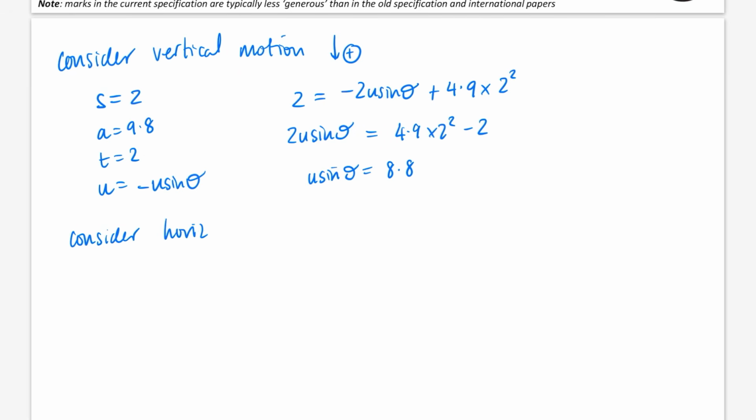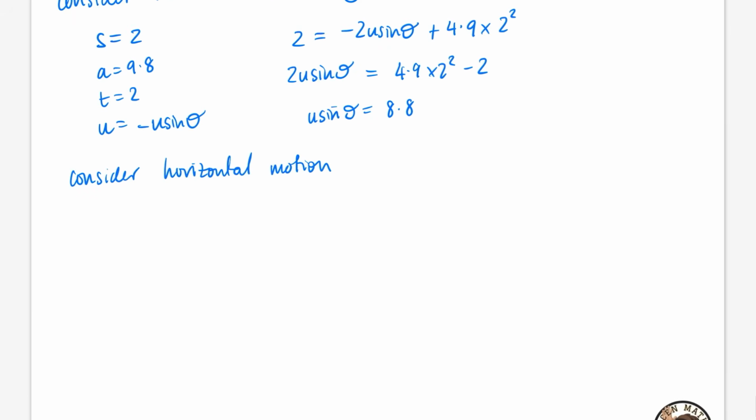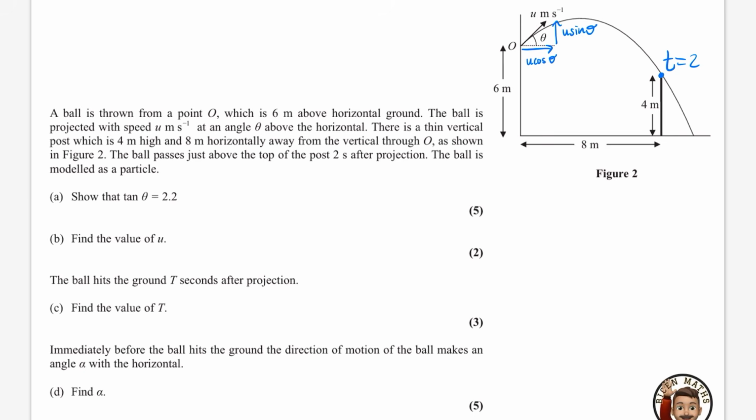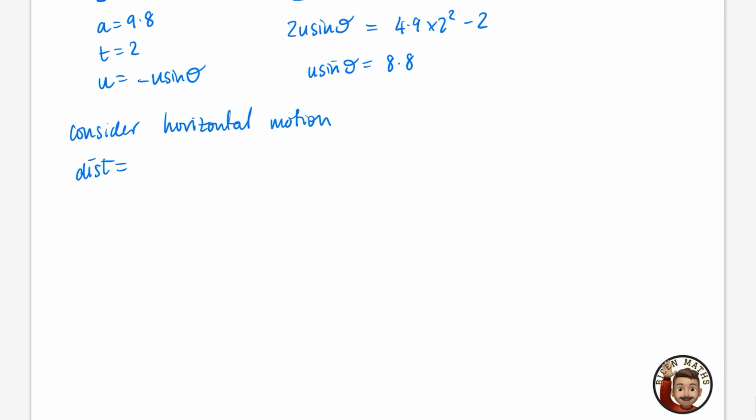We're now going to consider the horizontal motion. And we know for horizontal motion that there's no acceleration at all, okay? So we'll use the distance that it's travelling horizontally. I think it's travelling 8 meters in the horizontal. The time is 2 seconds, and the speed is u cos theta. So the distance is 8, the time is 2, and the speed is u cos theta. So distance equals speed multiplied by time. So this means that u cos theta is equal to 4.